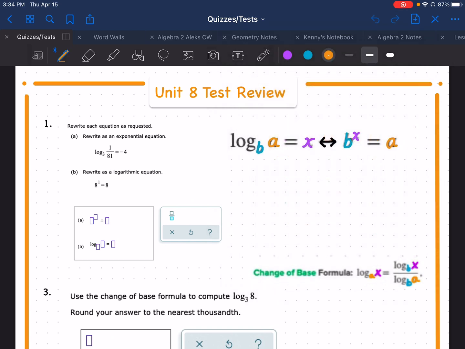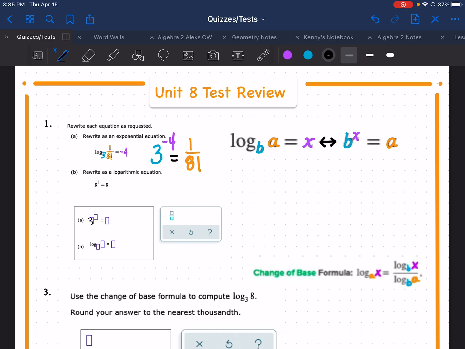So I'm going to go ahead and use my color. Let me change this to my orange, and I'm going to use that to help me. So this 3 would be blue, and the fraction would be orange, and the -4 would be purple. Now I can quickly see that to change it to the other form, it would be the blue number raised to the purple number equals the fraction. Oops, 81, there we go. And then that's what I would fill into the blanks down below.